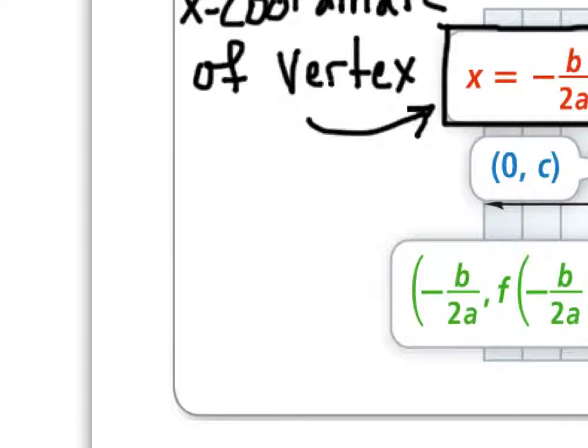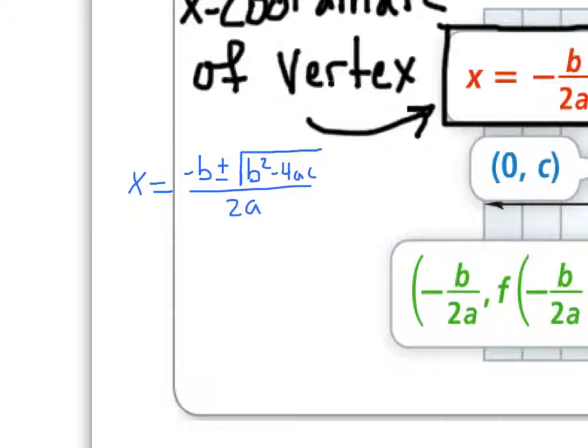X equals negative b plus or minus the square root of b squared minus 4ac all over 2a. Okay, and what did I just tell you that the x-coordinate of your vertex was? Negative b over 2a. It's right there in the quadratic formula. That right there is the x-coordinate of your vertex. X equals negative b over 2a. Okay?